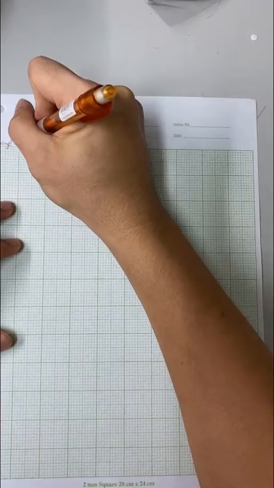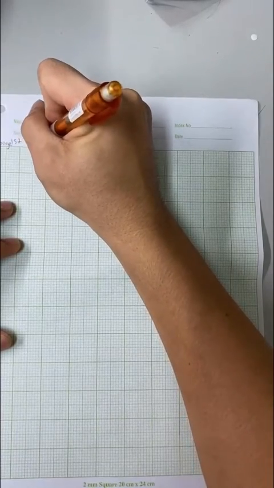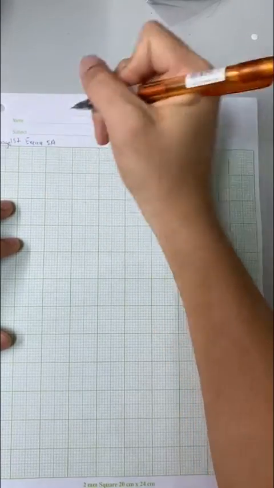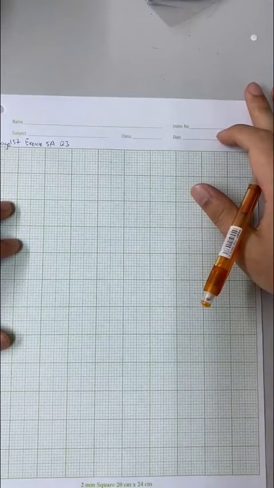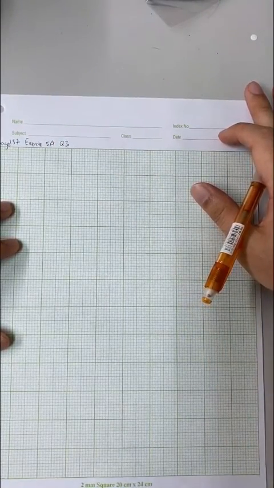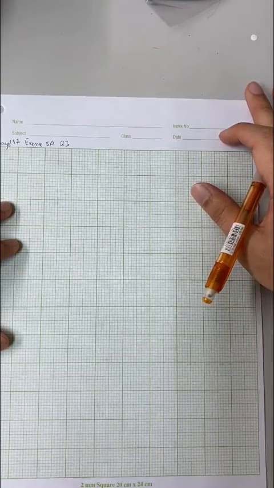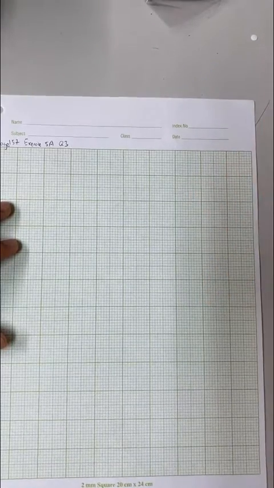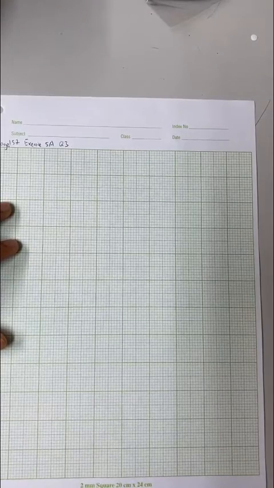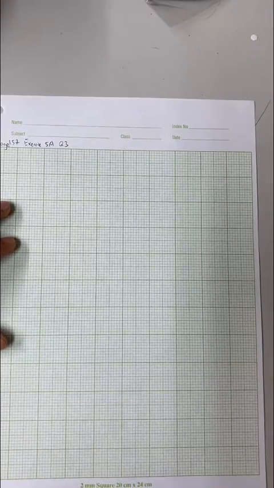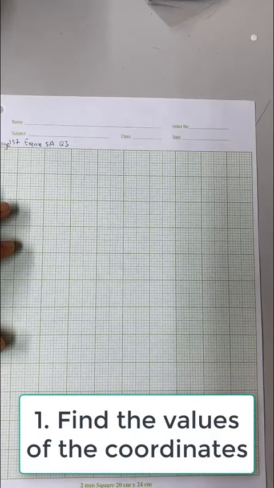Alright, exercise 5A, question 3. So in the question, we're actually looking at a reciprocal graph, which is something that we have not drawn before, and we are given a set of values which we need to complete. So again, the first thing we can do is to fill in and complete the table in the question.